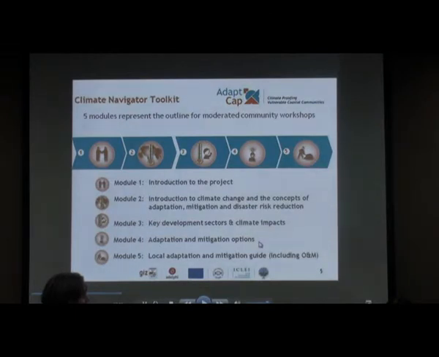In module 4, we come to the implementation of the pilot measures, which addresses adaptation, mitigation, and disaster risk reduction. And in module 5, we develop the strategy for local adaptation and mitigation.